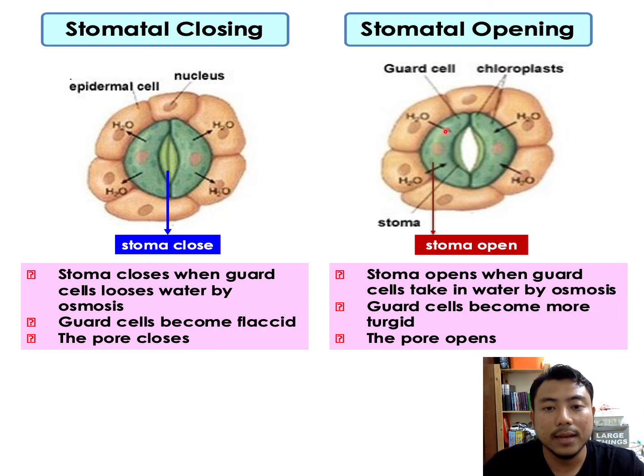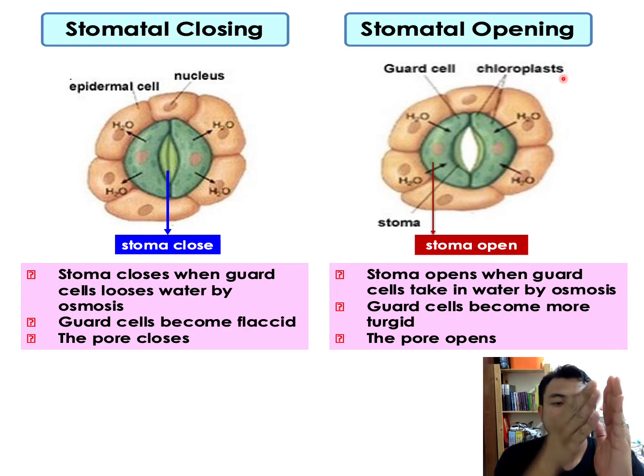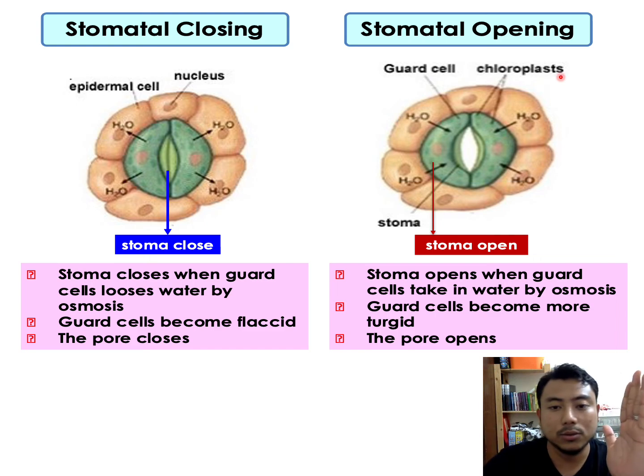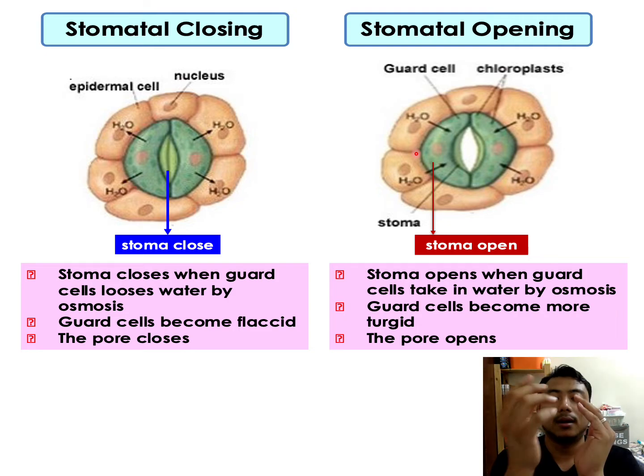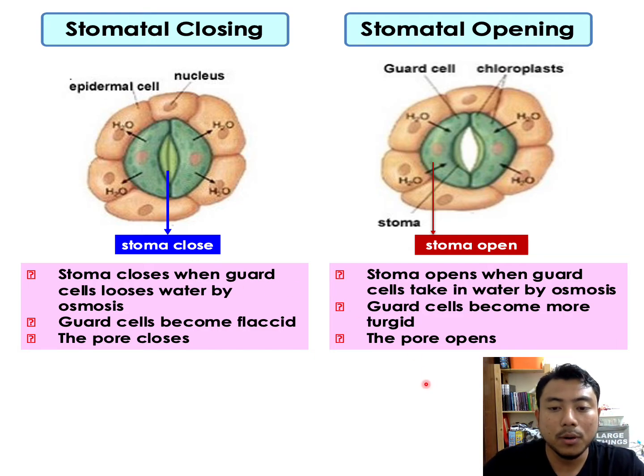Okay. On the other hand, what makes it open? The stoma opens when guard cells take in water by osmosis. Maknanya bila water keep on masuk dekat dia, bila makin besar dia akan curve outwards. Kenapa dia curve outwards guard cell ni? Remember, the inner wall of the guard cell, which is this one, is less elastic. So this is more elastic, yang bahagian luar. So sebab tu bila dia kembung, dia akan bengkok keluar. So bila dia bengkok keluar macam tu, dia akan create the opening on the inside. Okay, so the pore will open.